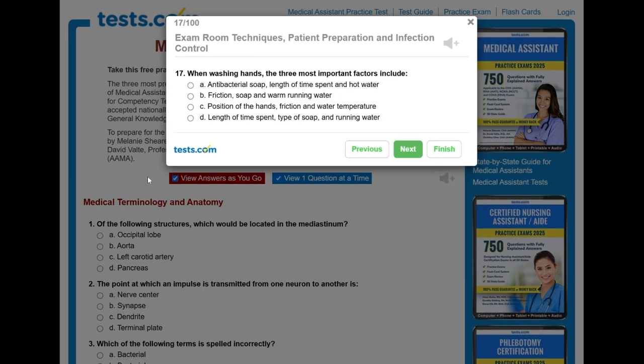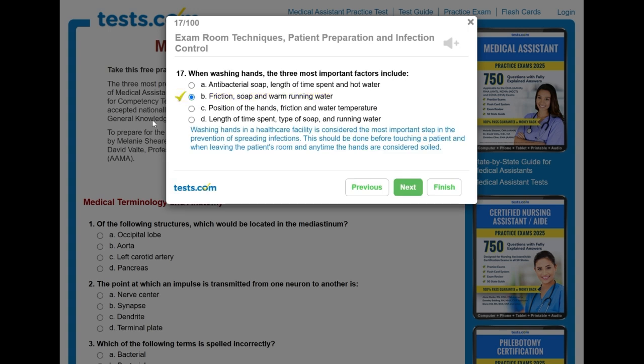Question 17. When washing hands, the three most important factors include A. Antibacterial soap, length of time spent, and hot water. B. Friction, soap, and warm running water. C. Position of the hands, friction and water temperature. D. Length of time spent, type of soap, and running water.